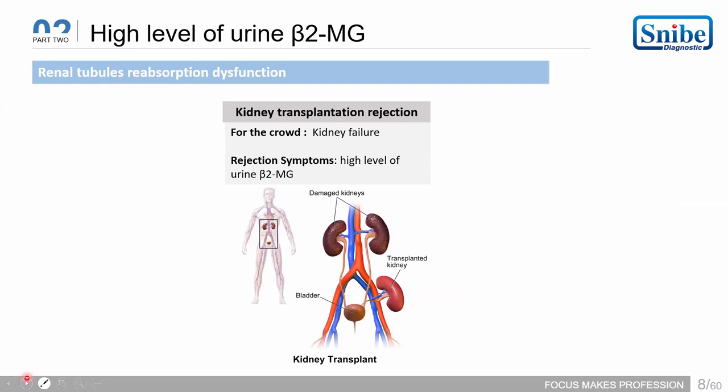So a high level of urine beta 2 microglobulin, that is renal tubule reabsorption dysfunction, is the major cause for the high level of urinary beta 2 microglobulin. So kidney transplantation is used for chronic kidney failure, and the rejection symptom is a high level of urine beta 2 microglobulin. So this is the damaged kidney you can see here, and this is a kidney transplant. When the transplanted kidney is there, that can be a solution.